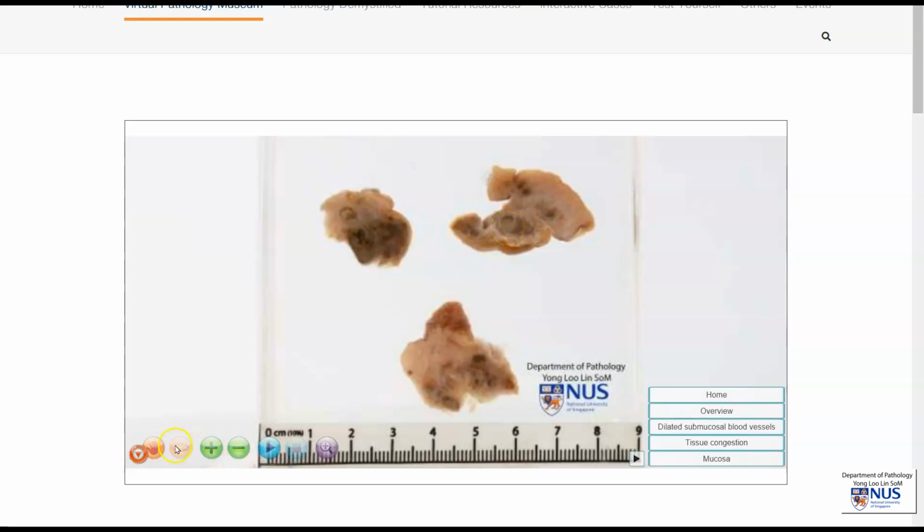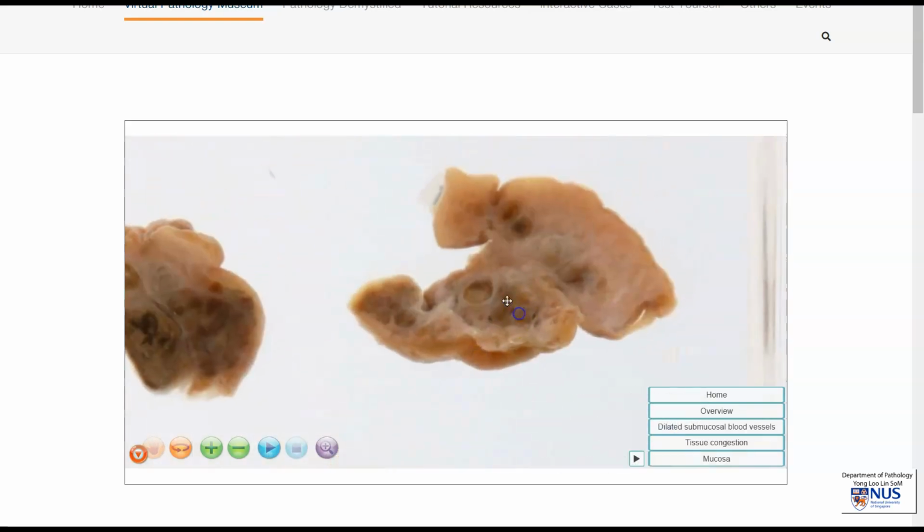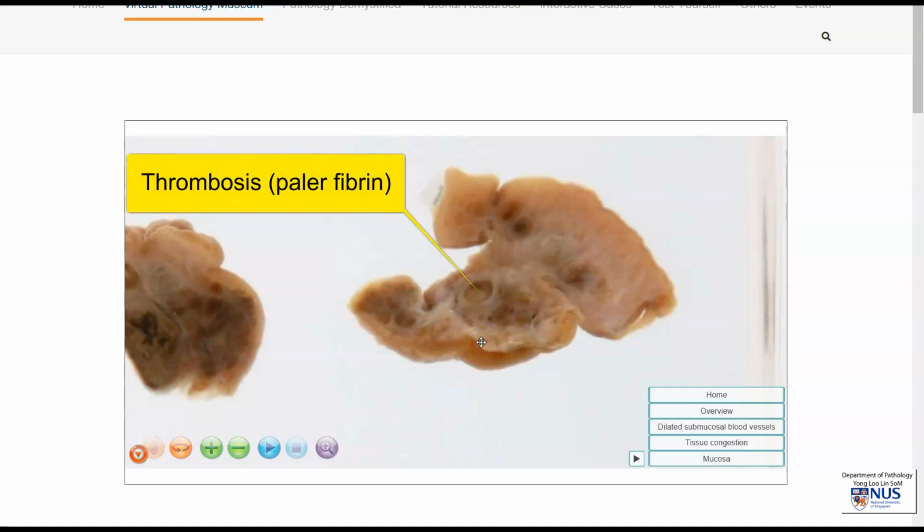If you look carefully at the blood vessels, you can see that within the blood vessels there are some paler areas admixed with the brown color of the blood, and this is because of thrombosis, where there is fibrin deposition in the whitish paler area. Usually where there is thrombosis in hemorrhoids, there will be associated pain. Let's learn a bit more about hemorrhoids.